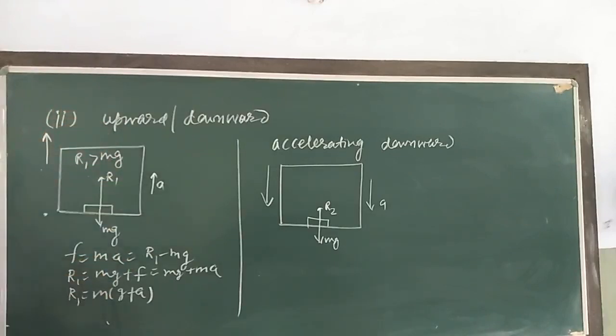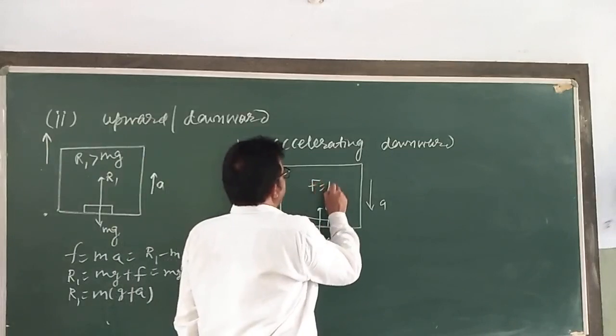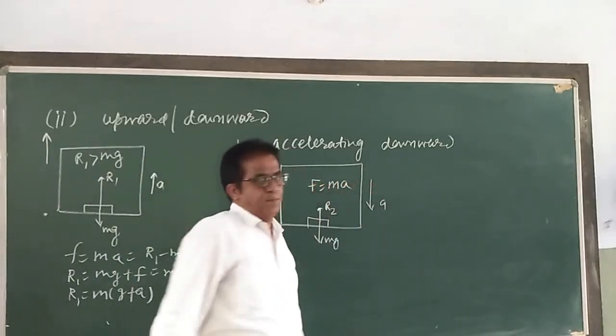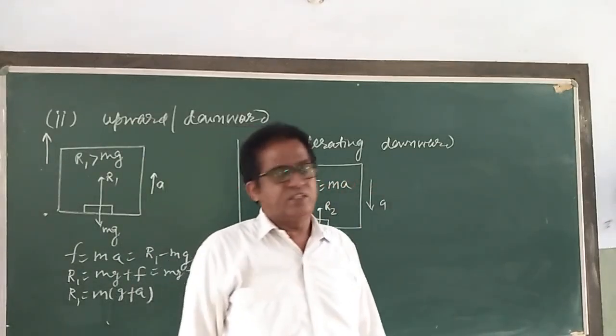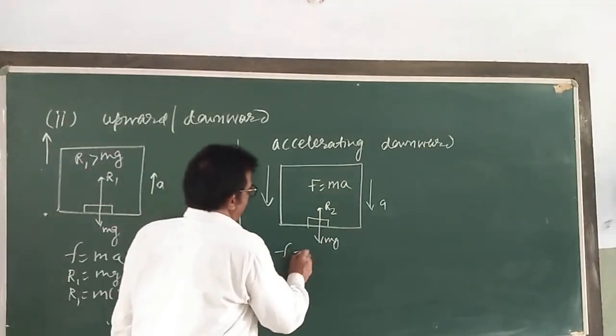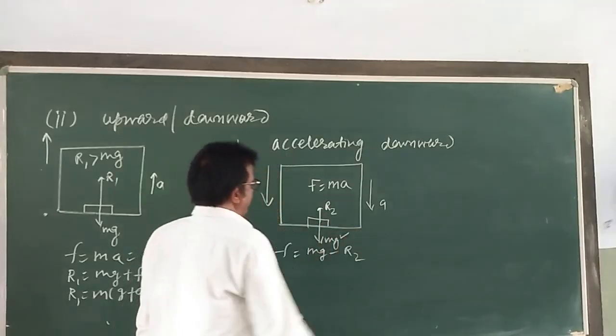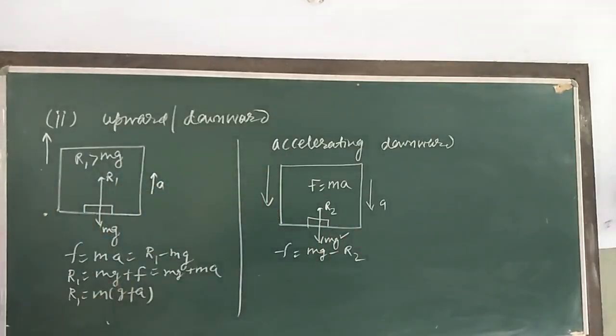The net downward force on the person is m into a, mass into acceleration. This is the net downward force here, m into a. F is equal to mg minus R2. We are going downward, so this one is greater. F is equal to this, so R2 comes out to be R2 is equal to mg minus F.